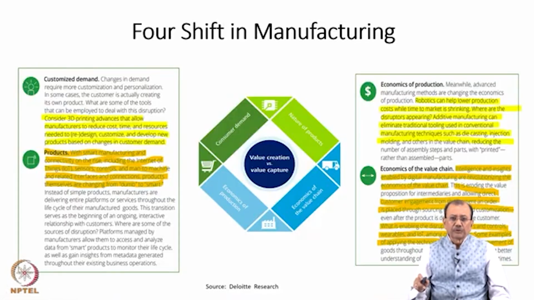What are the major shifts? The major shifts are happening in the industry globally in 3-4 areas. One is customized demand. Based on the requirements of the customers, companies can customize their products. They can deliver the products as per the customer requirements.